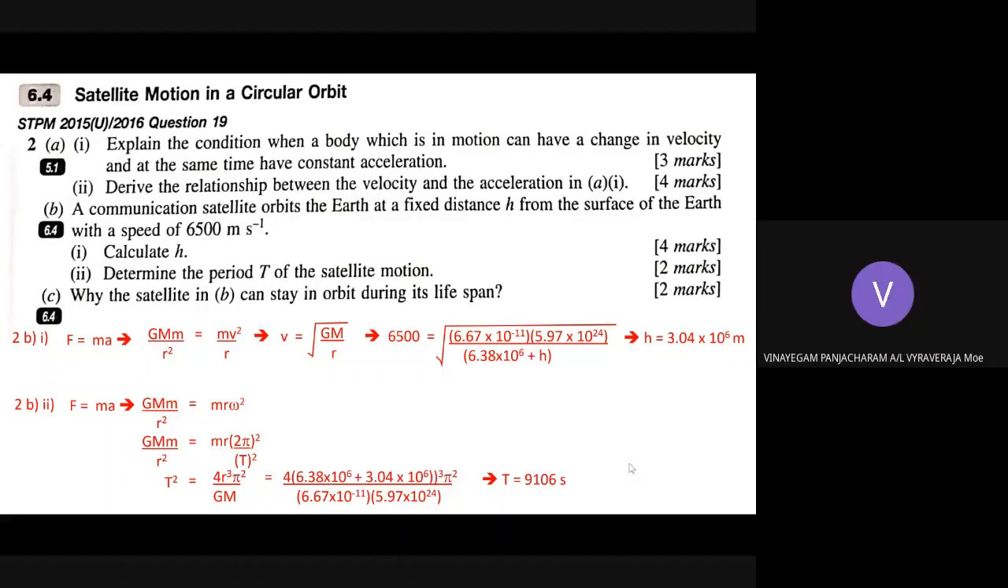If they ask for the time taken for half or quarter, you cannot use that as T. The T represents the period. So you cannot use the time for half rotation or whatever. You must use the period, meaning the time taken for one complete rotation.